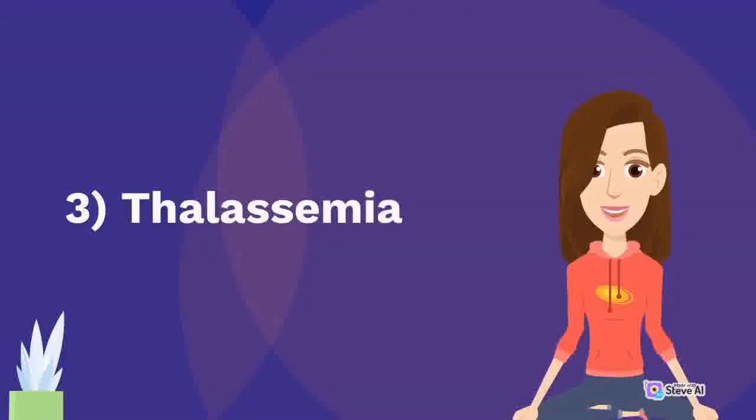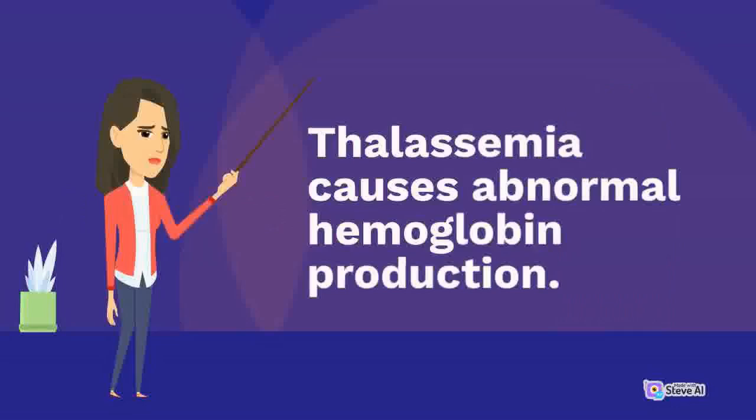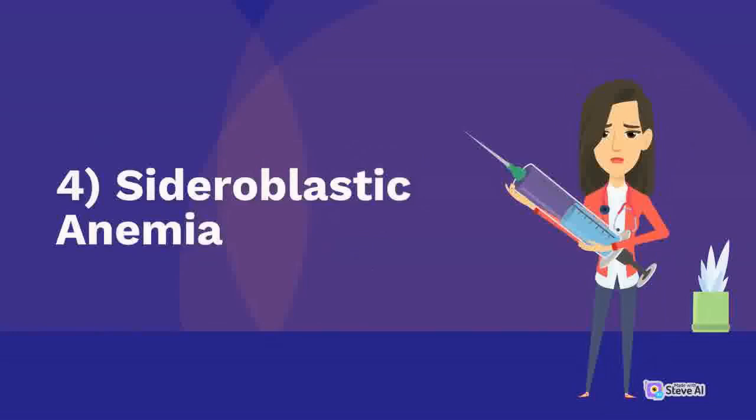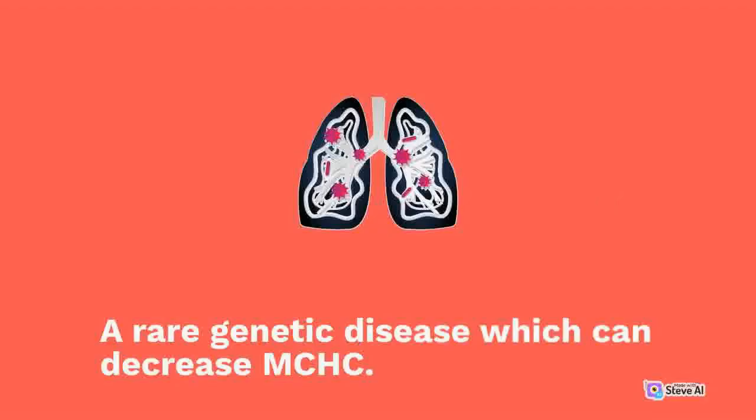3. Thalassemia. Thalassemia causes abnormal hemoglobin production. People with alpha and beta thalassemia have reduced MCHC than normal individuals. 4. Sideroblastic anemia. A rare genetic disease which can decrease MCHC.